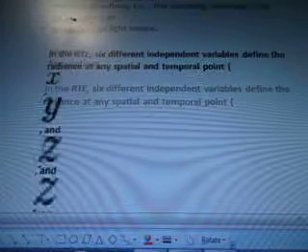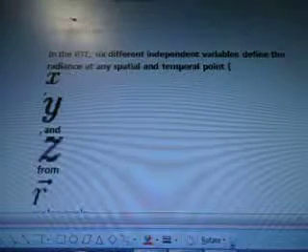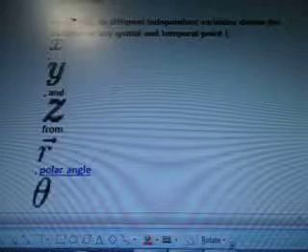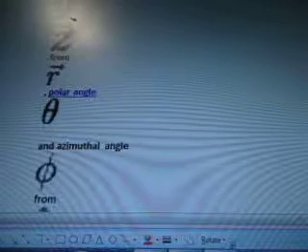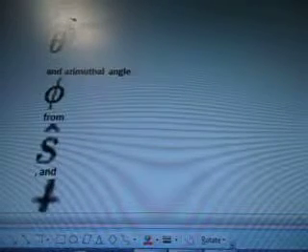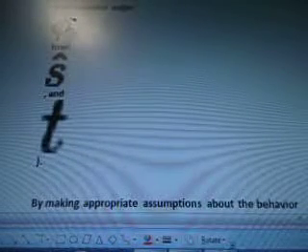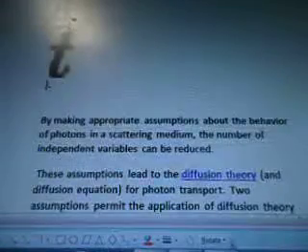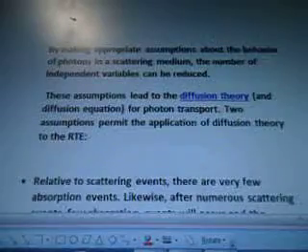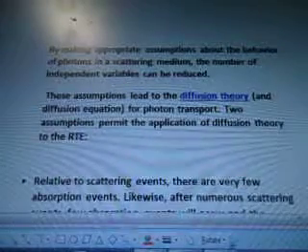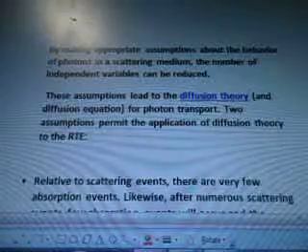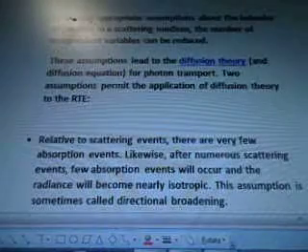Keyword assumptions. In the RTE, 6 different and independent variables define the radiance at any spatial and temporal point. X, Y, Z from R with that symbol over it. Polar angle, another symbol, azimuthal angle, another symbol from another symbol, and T. By making appropriate assumptions about the behavior of photons in a scattering medium, the number of independent variables can be reduced. These assumptions lead to the diffusion theory and diffusion equation for photon transport.